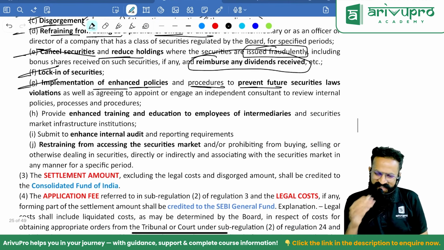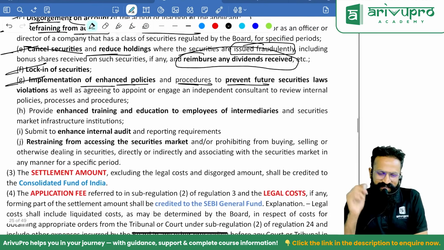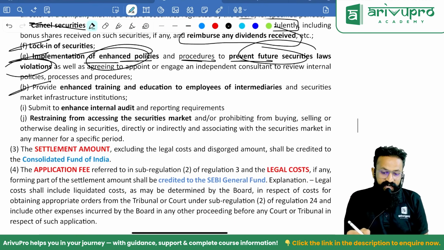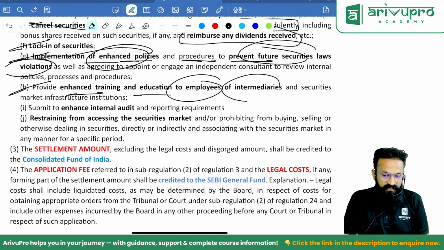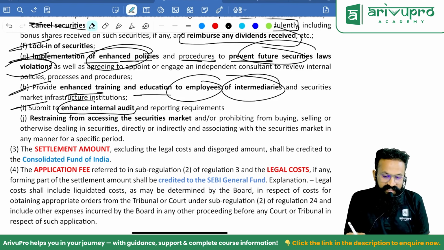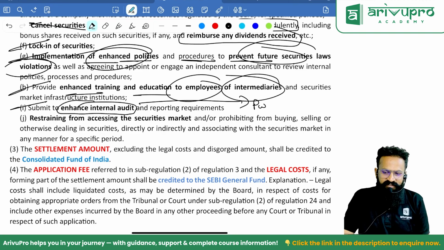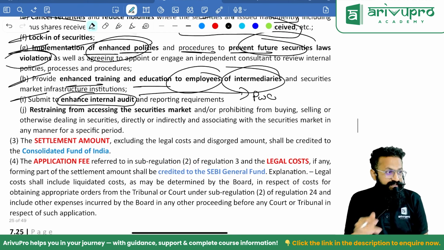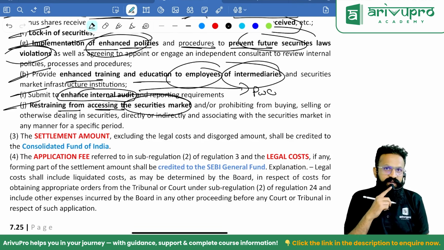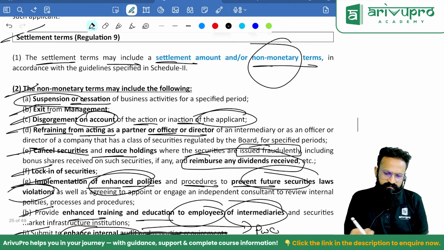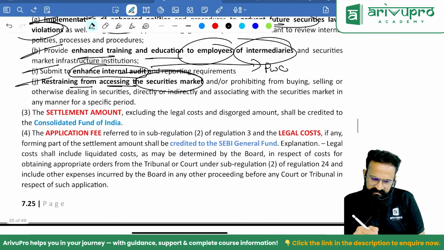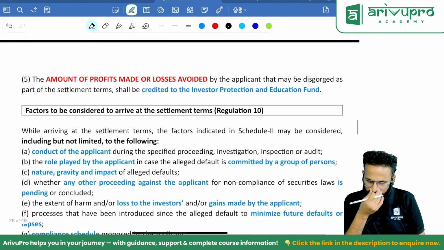Okay. Implementation of enhanced policies to prevent future securities law violations as the case may be. Provide enhanced training and education to the employees of intermediaries wherever they are going wrong. Submit to enhanced internal audit, PwC. This is where everything went wrong. They were not the statutory auditors, they were the internal auditors. Restraining from accessing the securities market. Suspension, that is the first one, no? Legal cost, we will come back and see what that is. Amount of profits made, okay.